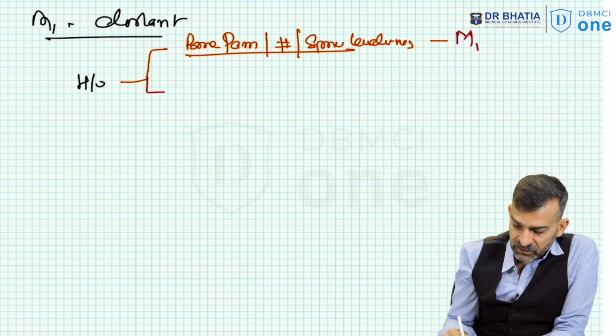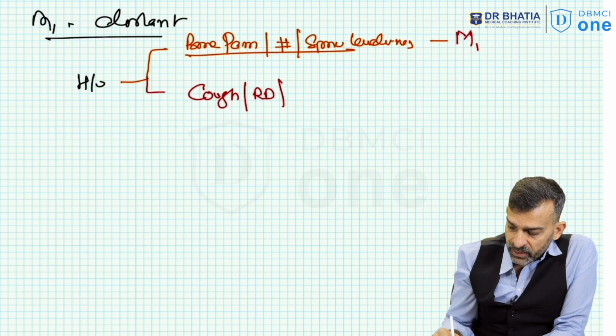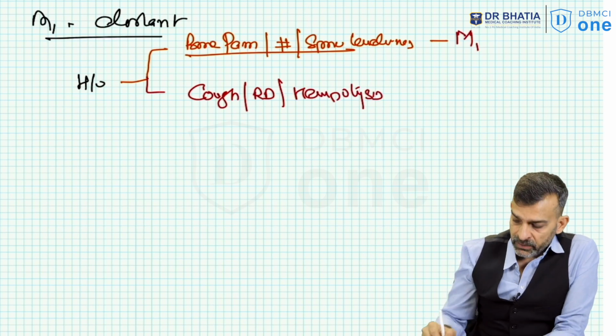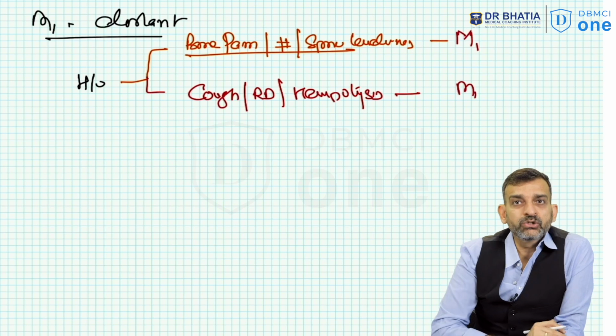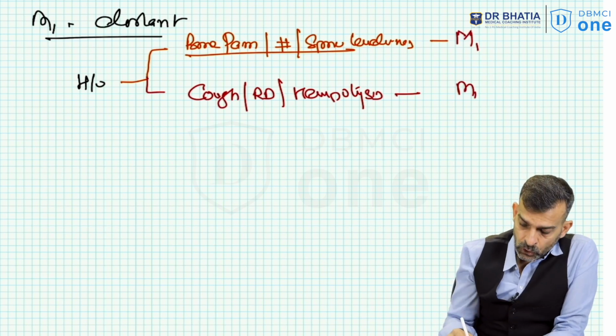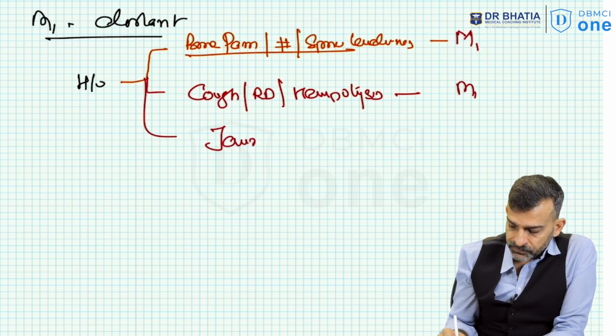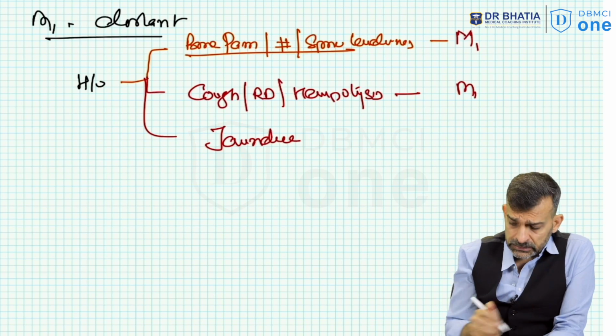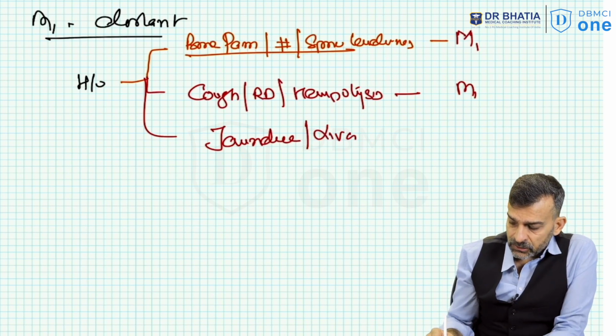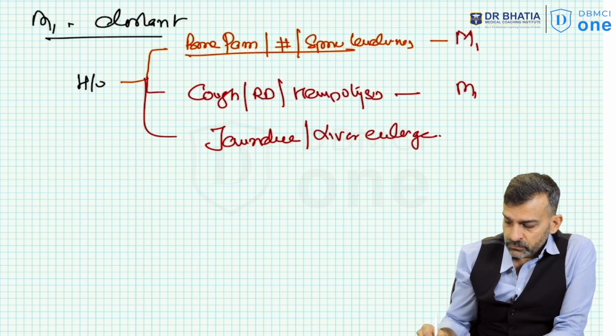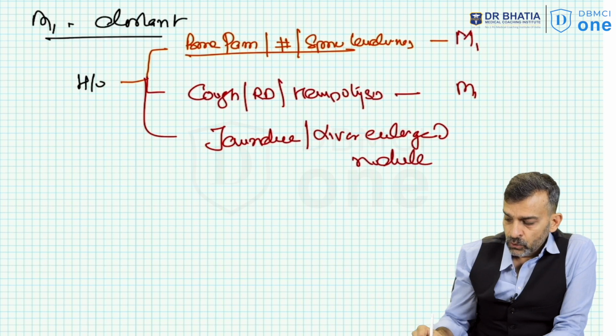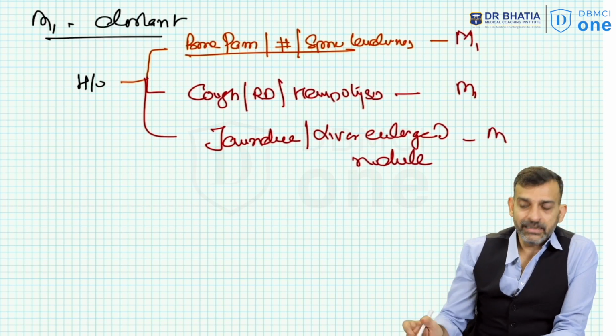Similarly, if the patient is complaining of a persistent cough, or respiratory distress, or hemoptysis is happening, I will consider this also as M1 because it could be a lung metastasis. Now, if the patient has jaundice, or the patient's liver is enlarged or has a nodule, I will again consider it as M1 disease.